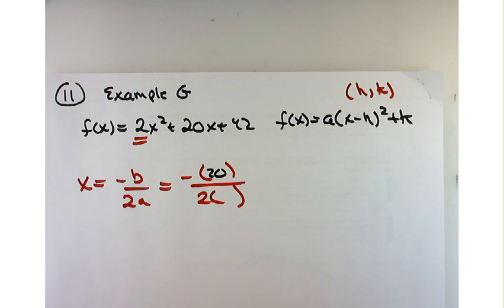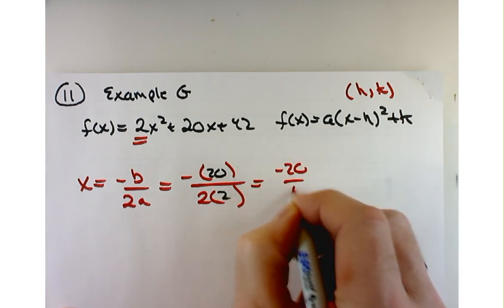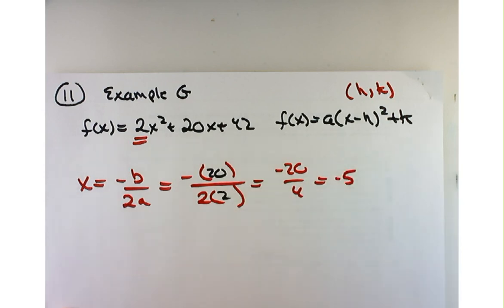Jeremiah, what's a for us in this one? 2. Yeah, perfect. a is 2. So I get negative 20 over 4, which gives me negative 5. That is the x-coordinate of my vertex.